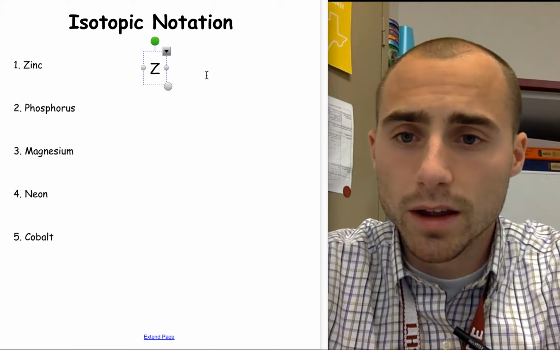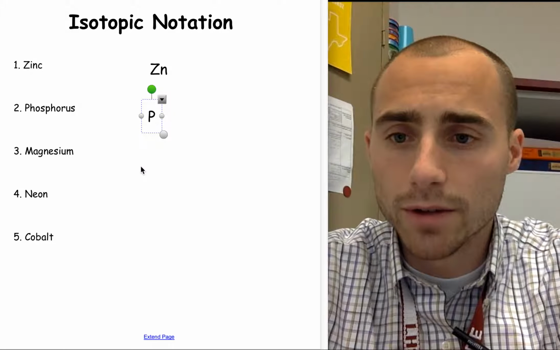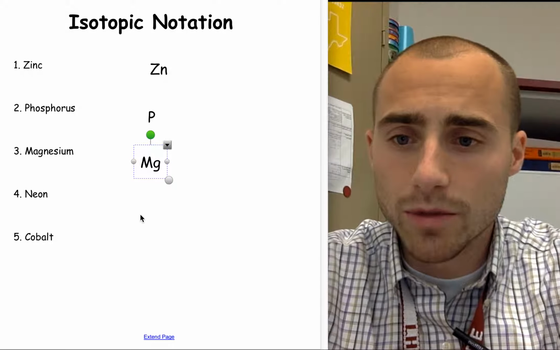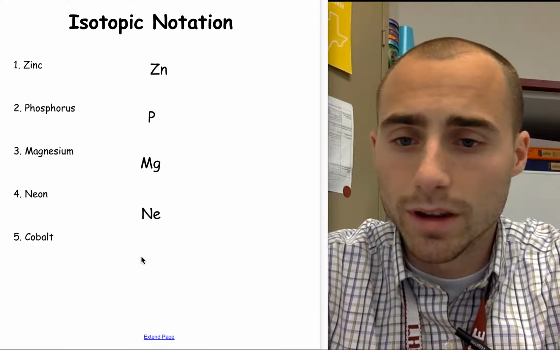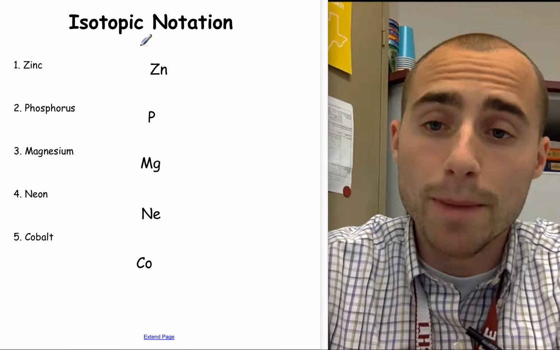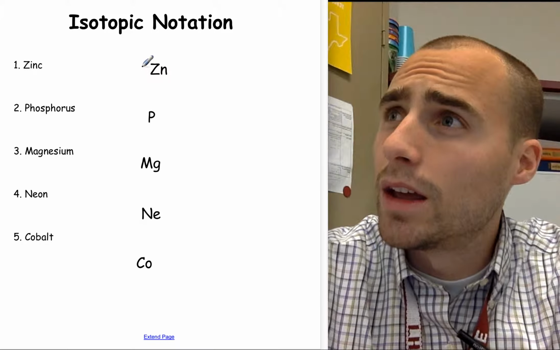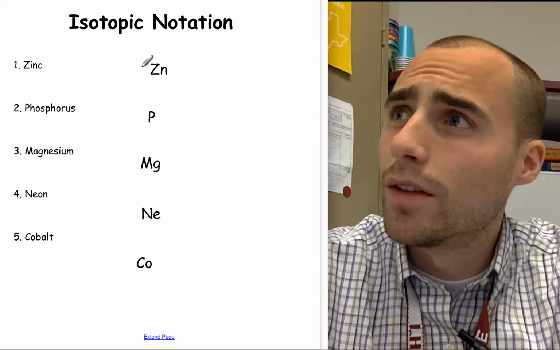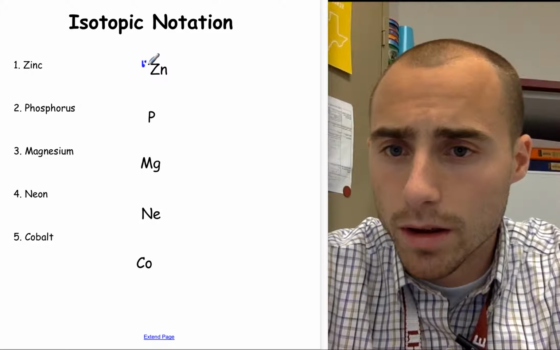So hopefully you paused it. First one we have Zn. I'm just going to go through and write the element symbols for each one. Phosphorus is P, magnesium is Mg, neon is Ne, and then cobalt is Co. And then all you'd have to do is add in the mass number and the atomic number. For zinc, you look up at the periodic table, the mass number is 65, so we'd put 65 on top, and then 30 on bottom for the atomic number. So that would be my isotopic notation for zinc.